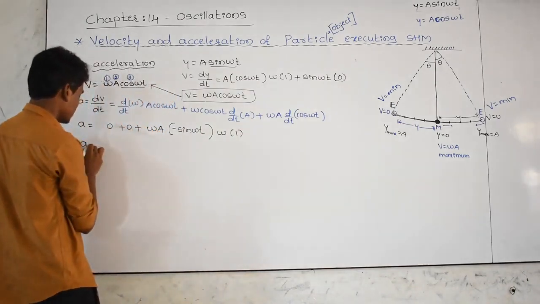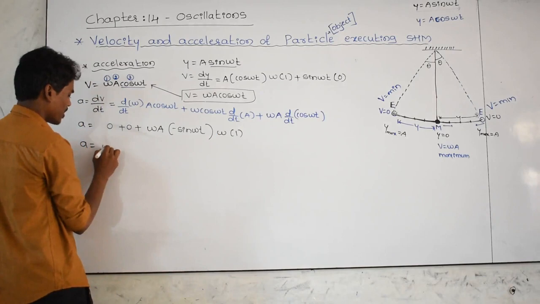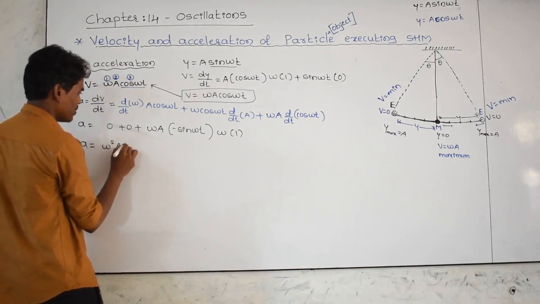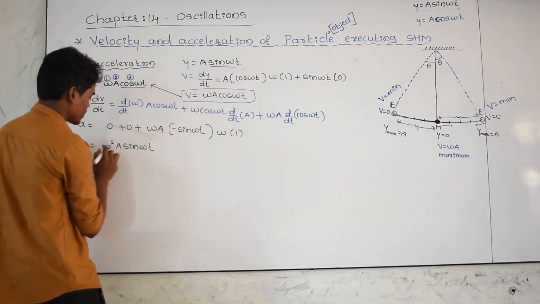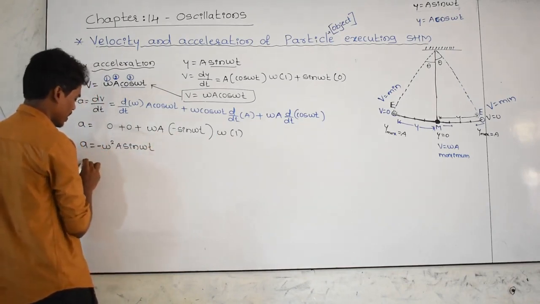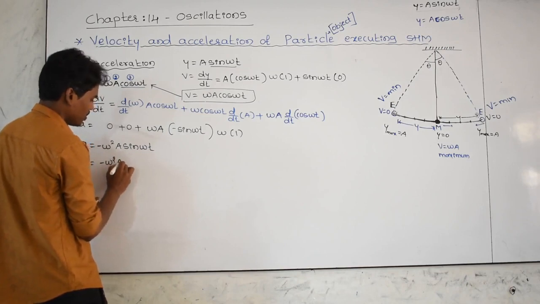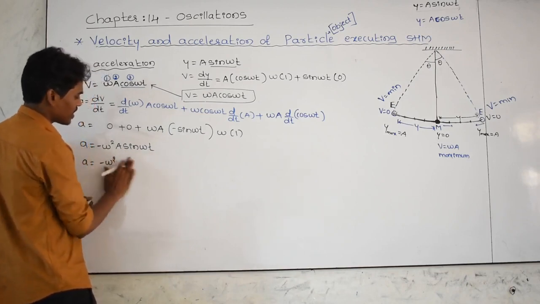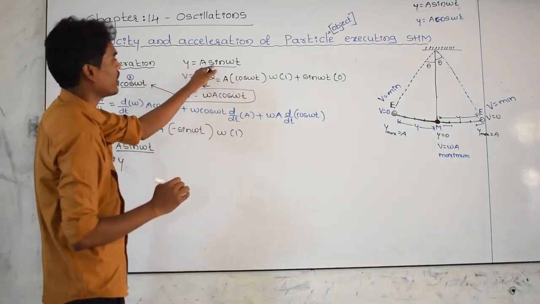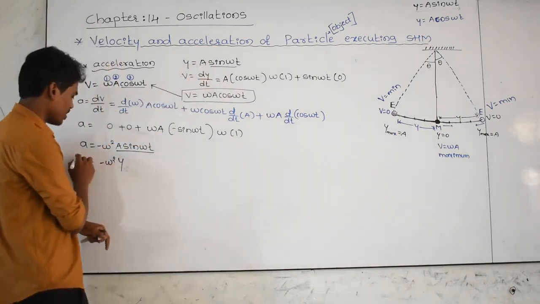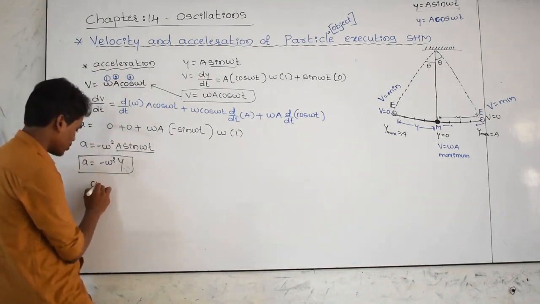And acceleration, what I am getting, is omega into omega, omega square, a as it is, sin omega t as it is, and I write the minus sign here. Acceleration is equal to minus omega square a sin omega t, which can be written as y, because y equals a sin omega t. This is the formula, and now apply condition number 1.